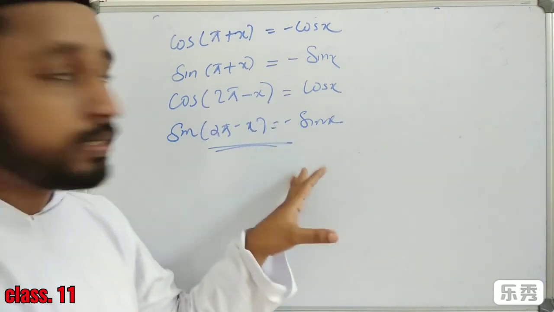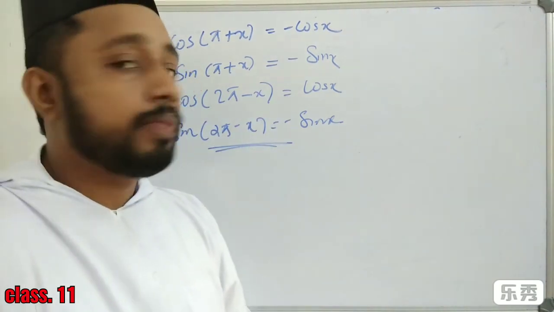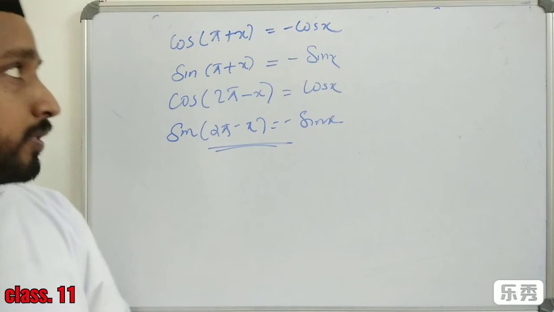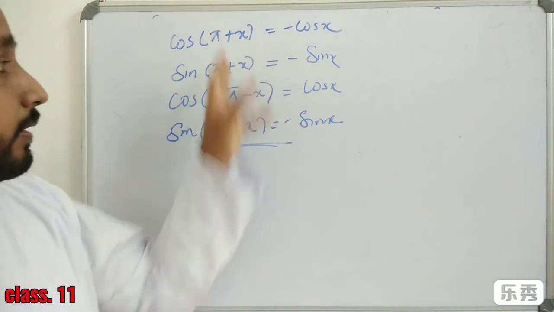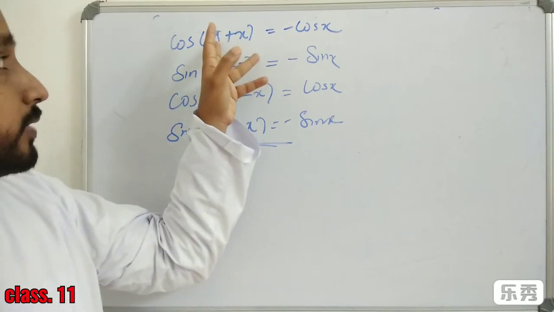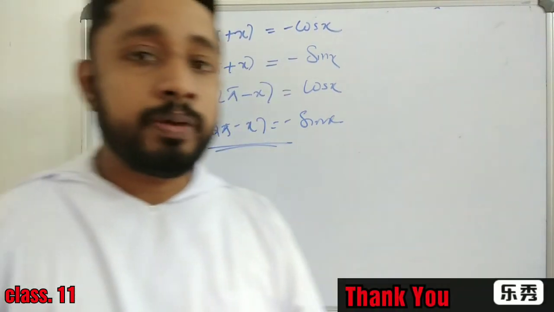So the basic results are cos(x+y) and cos(x−y), sin(x+y) and sin(x−y). From this we can easily derive equations like these using the sum of the angles of trigonometric ratios.